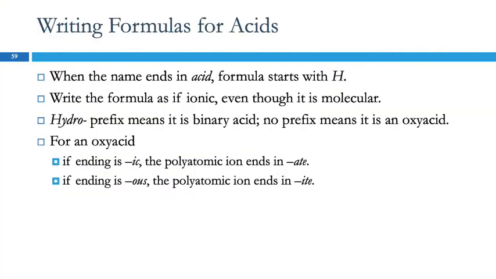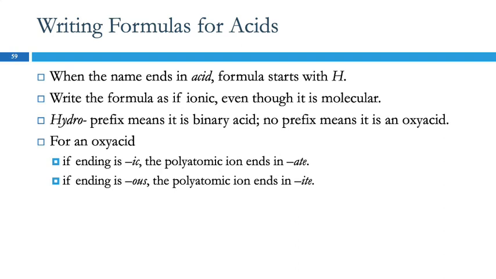We already kind of did this, but writing formulas for acids. So the name has acid in it, the formula starts with H. You write the formula as if it were ionic, even though it's molecular. When we have that hydro prefix, we've got what they call a binary acid. If there's no prefix, we've got an oxyacid. For those oxyacids, you look at the acid name, and if it's ic, like nitric acid, that comes from the polyatomic ion ending in ate. And if it's ous, like nitrous acid, it comes from nitrite.